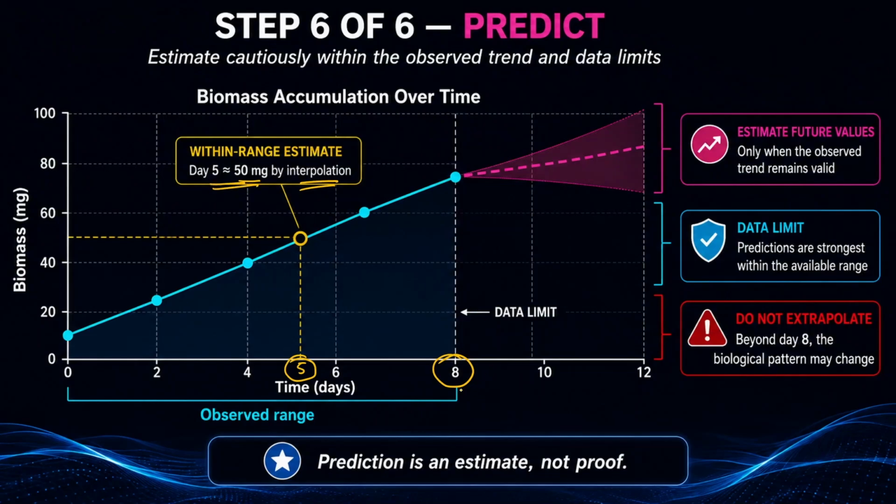Now what about predicting beyond day 8? This is called extrapolation, and it should always be done with caution. Beyond the observed range, the biological pattern may change, so your predictions become less reliable. Always remember, the predictions are strongest within the observed data range. The farther you move beyond the available data, the greater the uncertainty. So the final rule is simple. Prediction is an estimate, not proof. Never make conclusions beyond what the data can support.